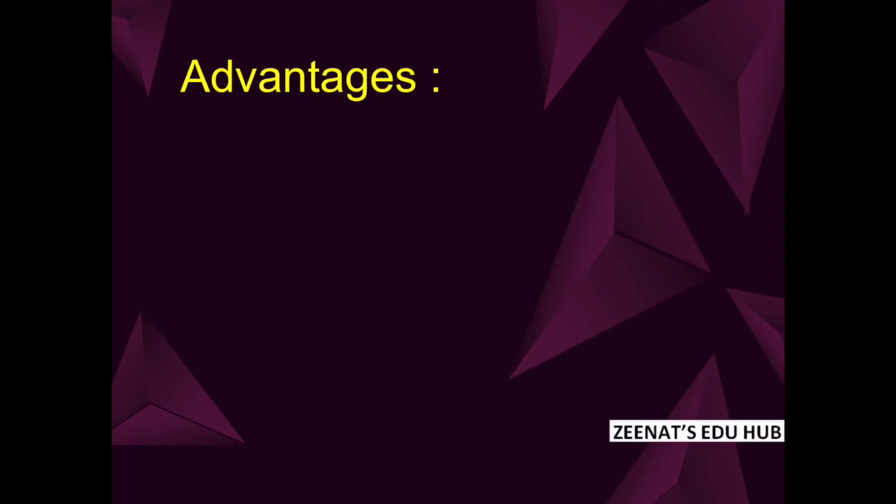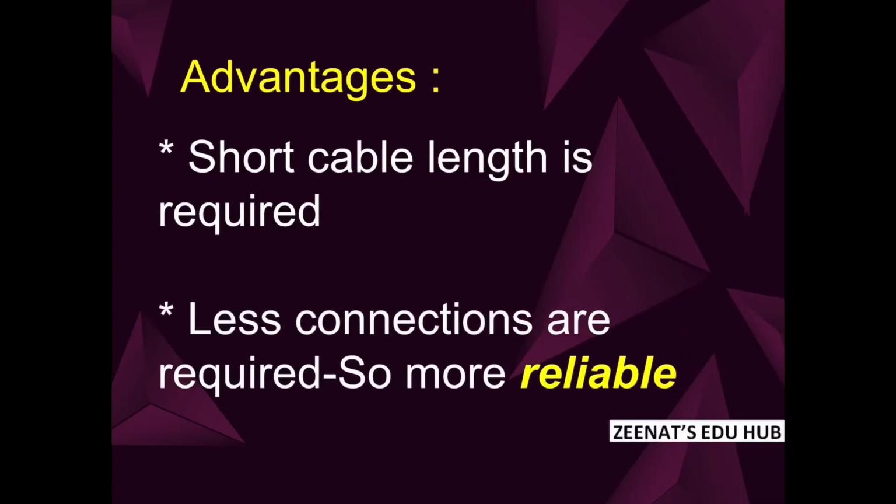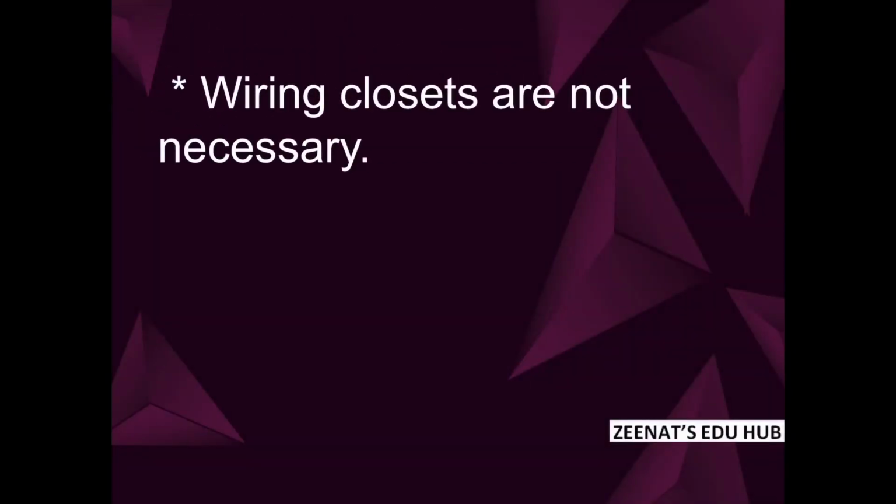Now let's see its advantages. A short cable length is required, so it's very economical as compared to bus and star topology. Fewer connections are required, so the network in ring topology is more reliable, even if the load on the network increases. As only one cable or wire is connected to its adjacent node or computer, wiring closets are not necessary.